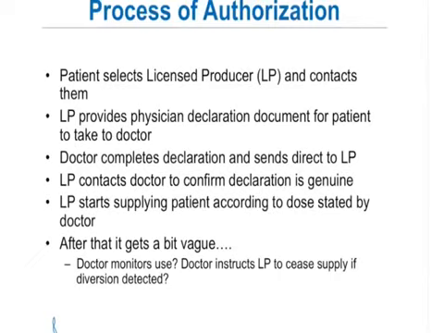Once the declaration is confirmed as genuine, then the licensed producer starts supplying the patient according to the dose that's been stated by the prescriber on the initial form. And this has all become very vague. There are a number of problems with the actual medical document, whether it's called a prescription or not, because we're not actually prescribing a specific dose. There are no determined therapeutic or safe doses for medicinal cannabis.